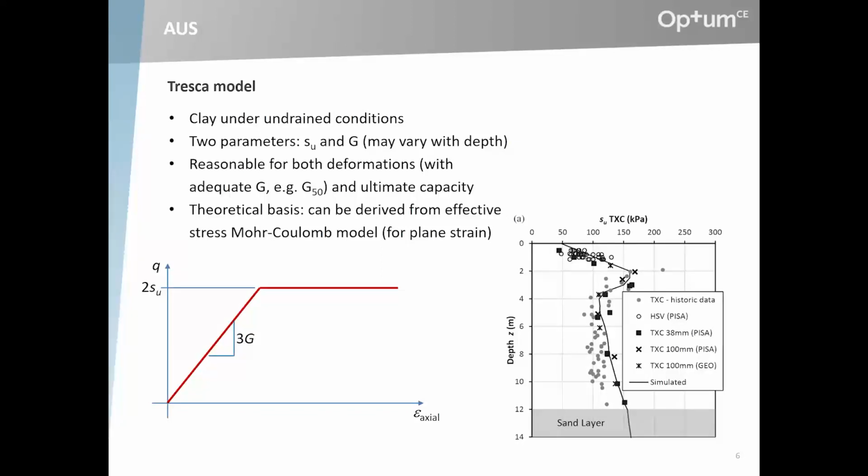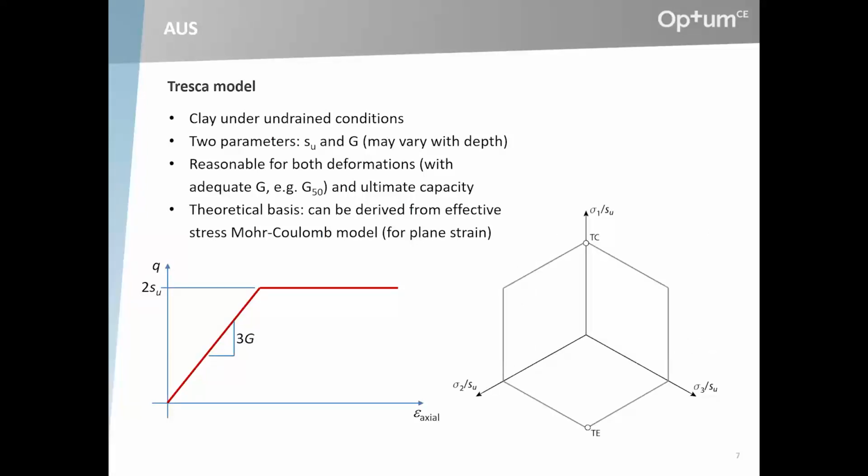at some depth. These types of profiles are direct input, of course, to the Tresca model, which is quite convenient. And you can do something similar with G. You can relate it to SU in one way or another. So all in all, not really a terrible model at all, and it's of course widely used.